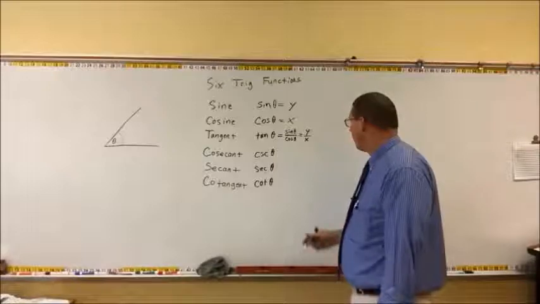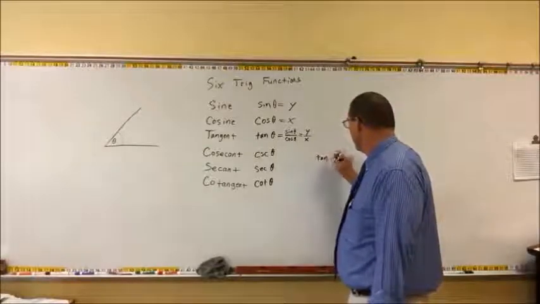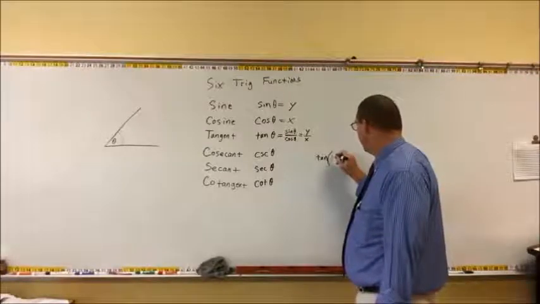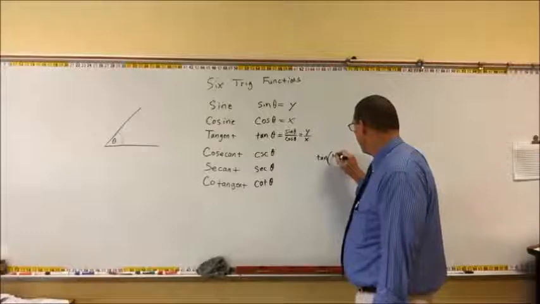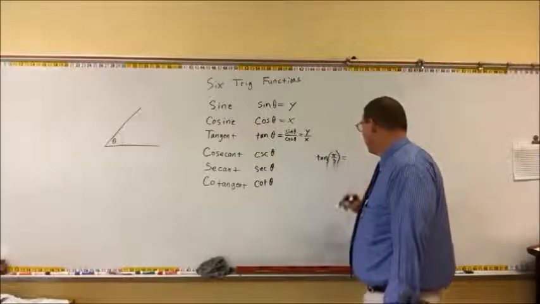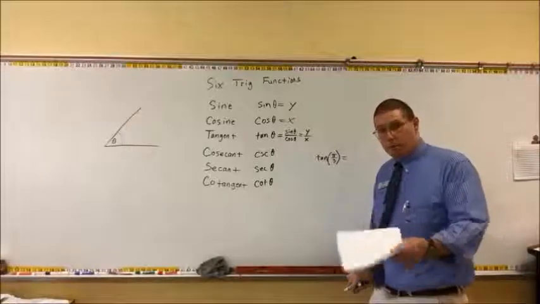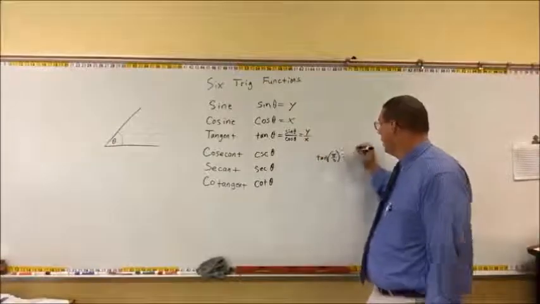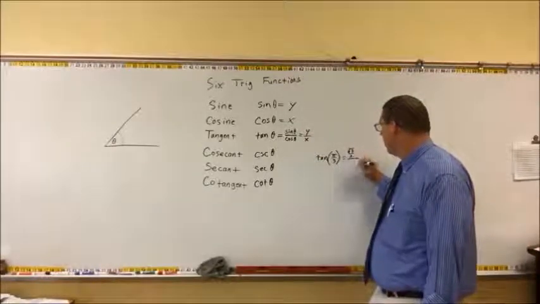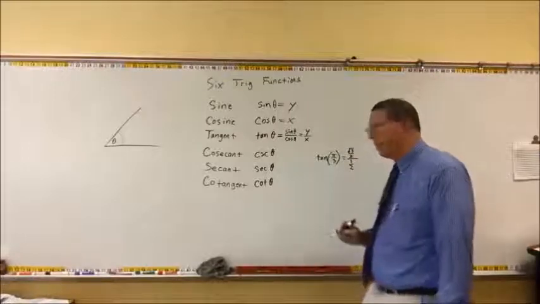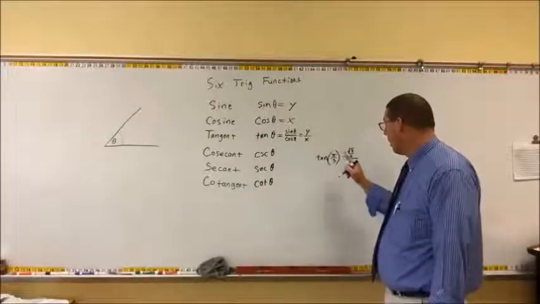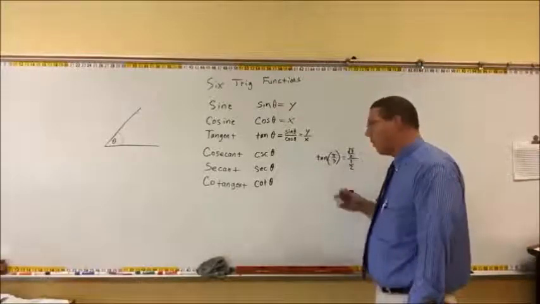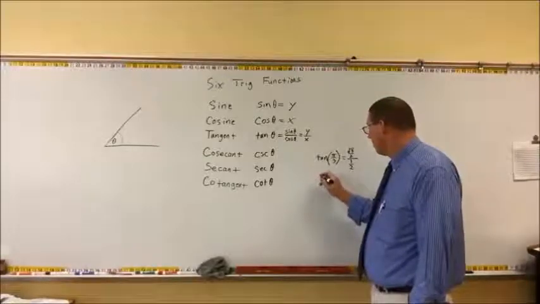So tangent of, let's do pi over 3. If you look at pi over 3 radians on your unit circle that you have in your notes, you'll see that the sine is square root of 3 over 2, and cosine is 1/2, right? So the tangent of pi over 3 is square root of 3 over 2 over 1/2. However, that's not how I want you to write it. You need to simplify this.